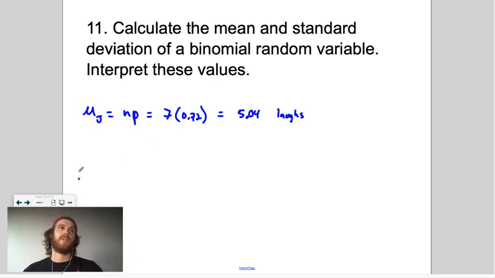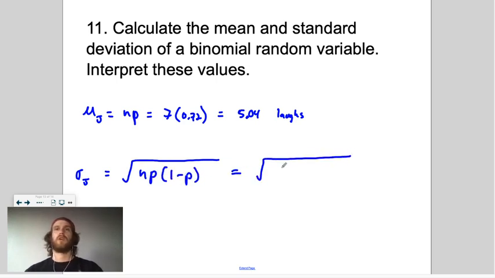How about the standard deviation of our random variable J? That is equal to the square root of n times p times (1 minus p), which is equal to the square root of 7 times 0.72 times 0.28, which gives you a standard deviation of 1.19 laughs.